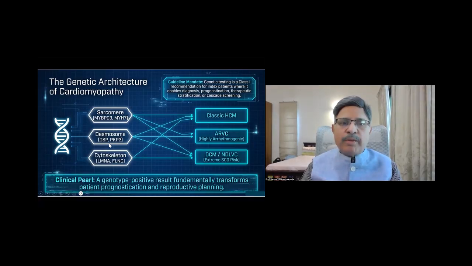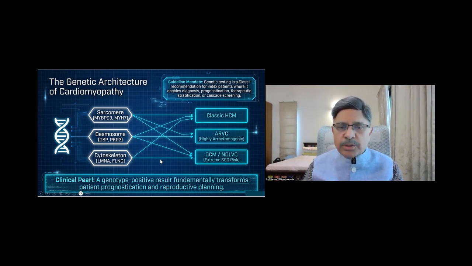The sarcomere may be affected, desmosomes may be affected, cytoskeleton of the muscle cell may be affected. If the sarcomeres are affected, these are the MYBPC3, MYH7 abnormality. Desmosomes, DSP and PKP2. Cytoskeleton, LMNA and FLNC. I told you I'll give you a PDF which will give you abbreviations, expansions of all the abbreviations. Now, sarcomere type, classical HCM. Desmosome type, classical ARVC. Cytoskeleton type, classical DCM and LVNC. And there will be combinations also.